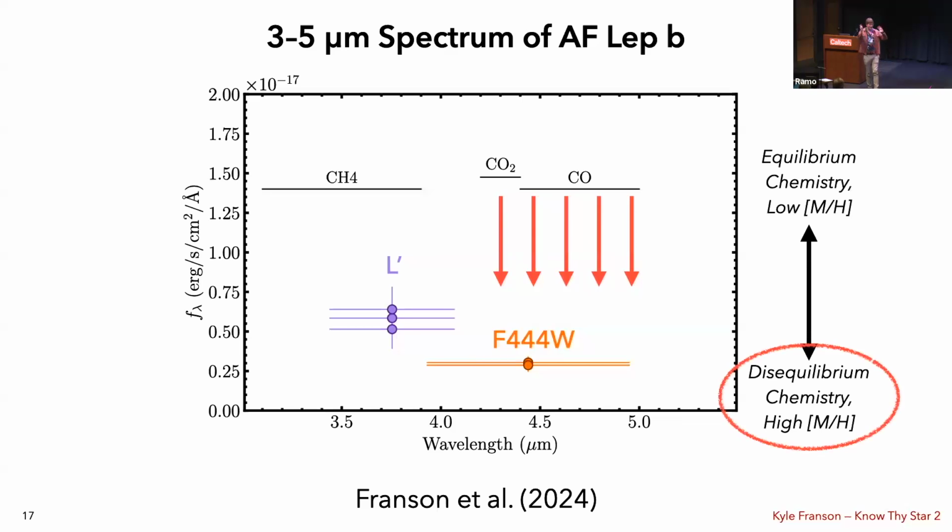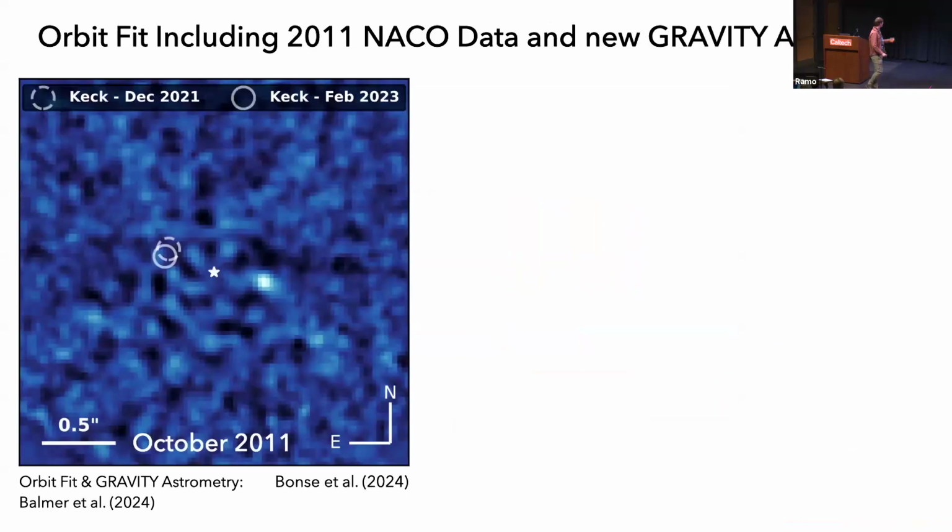Okay, so I want to turn at the end here to the orbit of the planet. We carried out an orbit fit with the Discovery paper, but there have been some exciting updates since then, including this remarkable recovery of the planet in archival NACO data from 2011. And if you're wondering where the planet is, it's on the other side of the host star, because it was 10 years before the previous first data set.